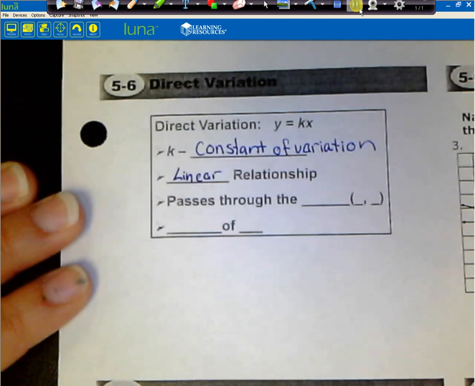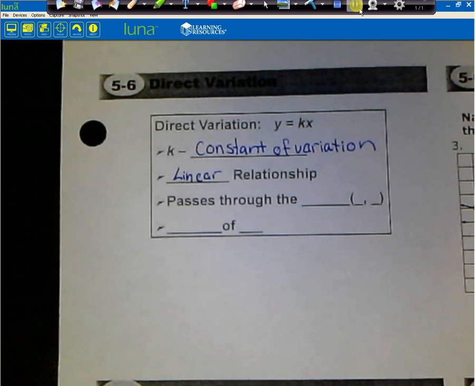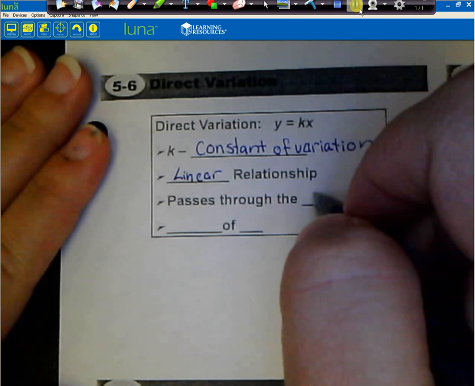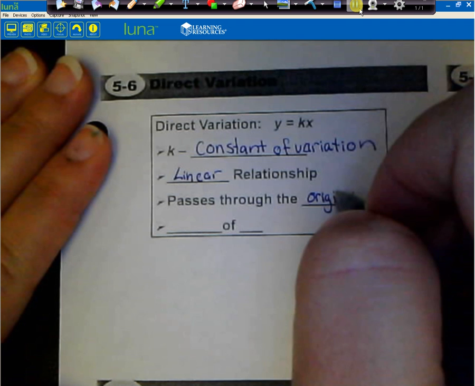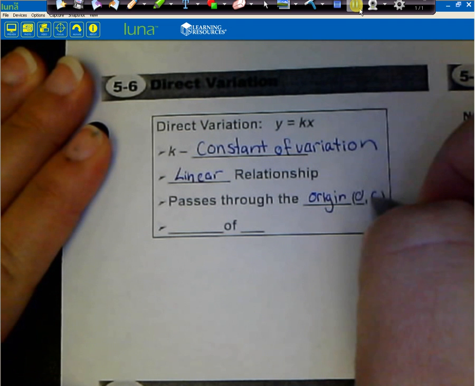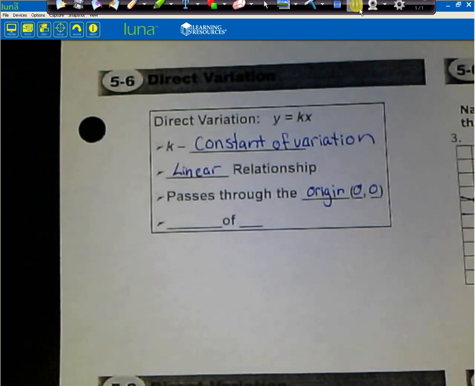So linear relationship, meaning that whenever we graph, it's going to form a line. With it being direct variation, it's always going to pass through the origin, which is the point 0, 0. So it's always going to go through that point 0, 0. So when we go to graph, we're going to start with 0, 0 each and every time.